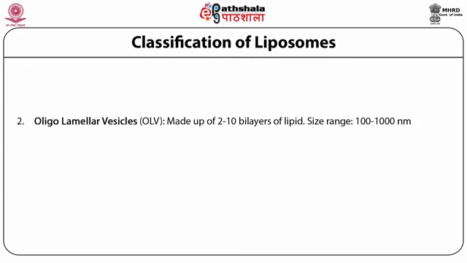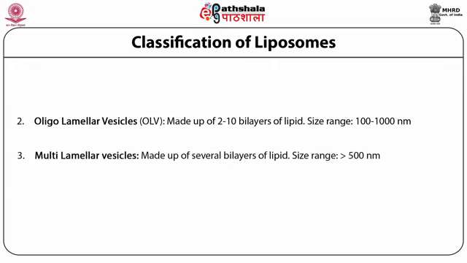Oligolamellar liposomes, OLV. These liposomes are made up of 2 to 10 bilayers of lipids which surround a large volume of aqueous core. The size of the oligolamellar liposome lies in the range of 100 nanometer to 1000 nanometer. Third type of liposome is multilamellar vesicles, MLV. These liposomes are made up of several bilayers of lipid. The aqueous core can be divided into a number of compartments by these bilayers. Multilamellar vesicles may also be encapsulating several unilamellar liposomes. The size of these liposomes is greater than 500 nanometer.